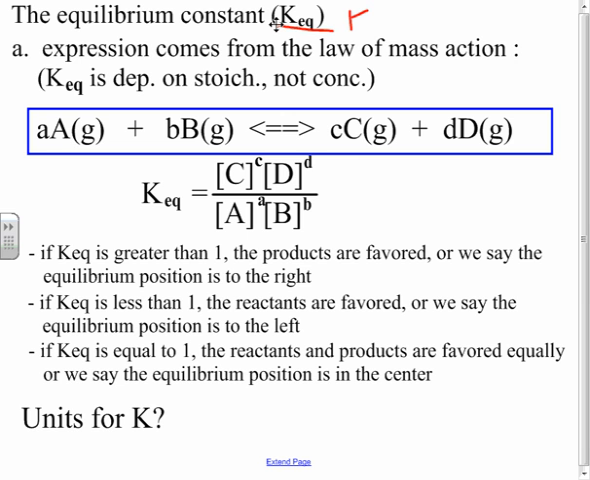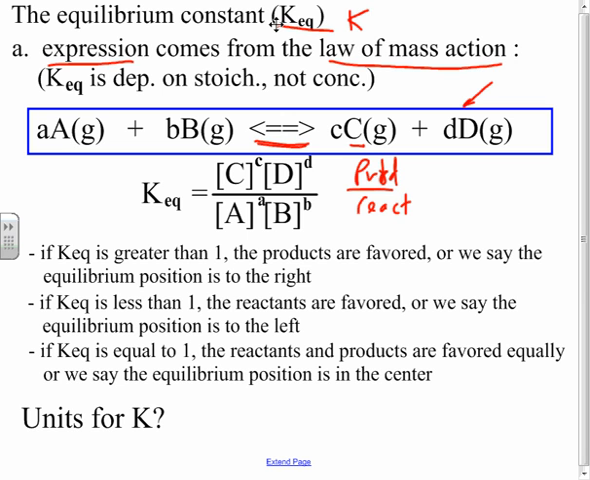We will typically just call it K. And the mathematical expression for K comes from the law of mass action. Basically, it means you can write it directly from the balanced chemical reaction. So here we have a balanced chemical reaction in equilibrium. Note the double arrow indicating that it is going both directions, and we're assuming it's at equilibrium. The forward rate equals the reverse rate. So note it's always products over reactants.